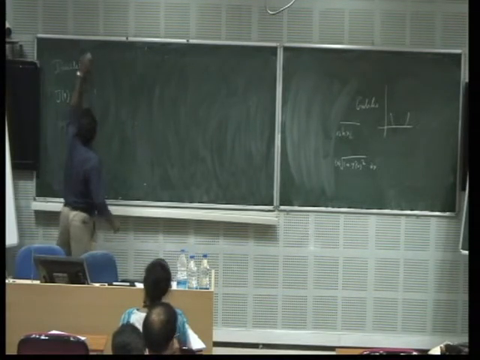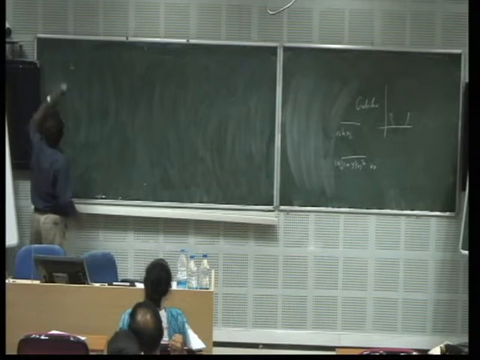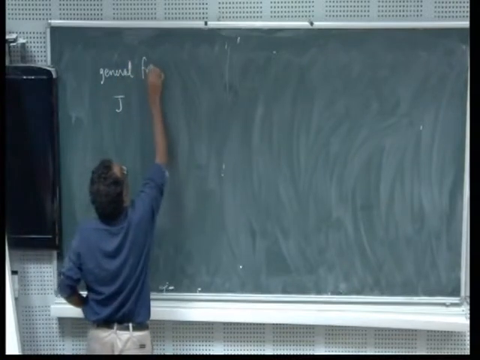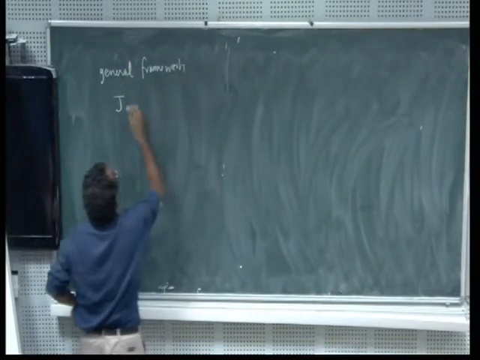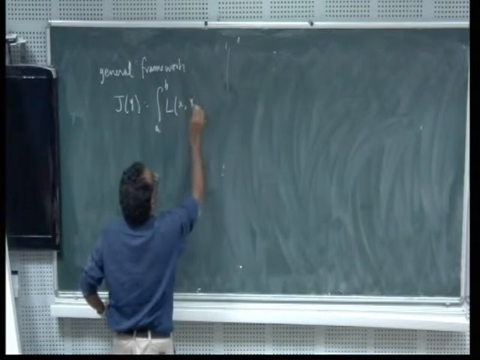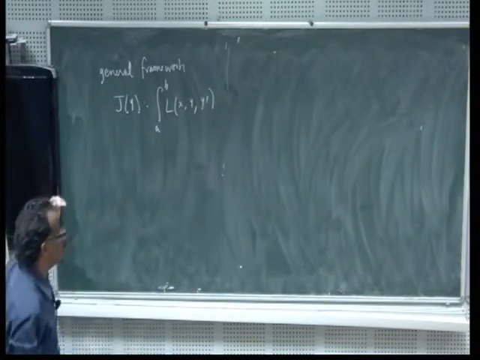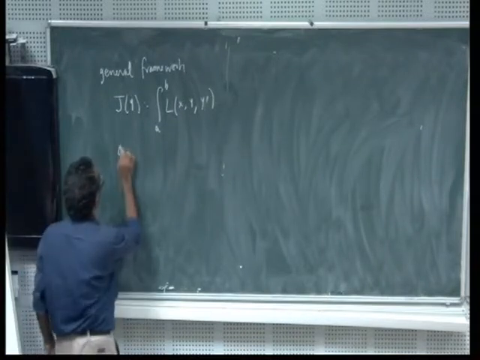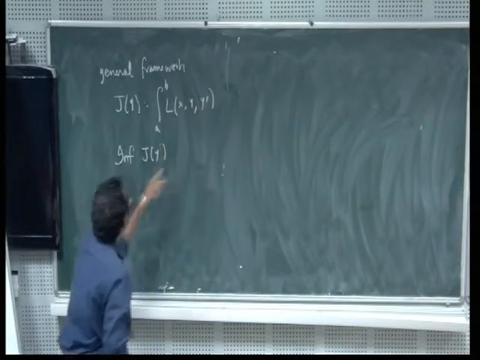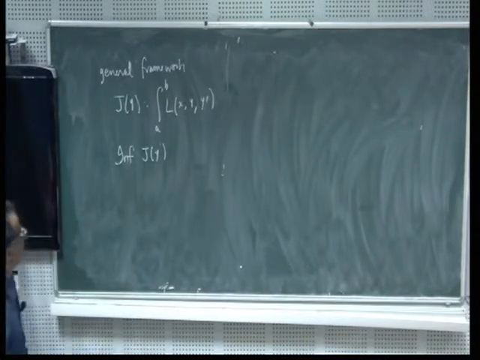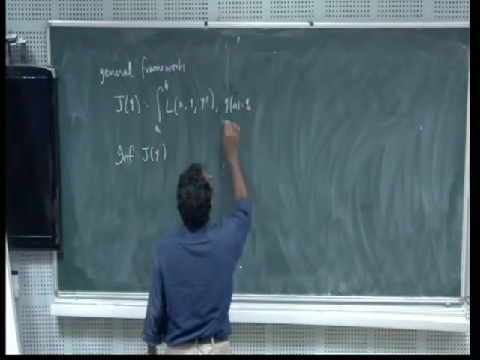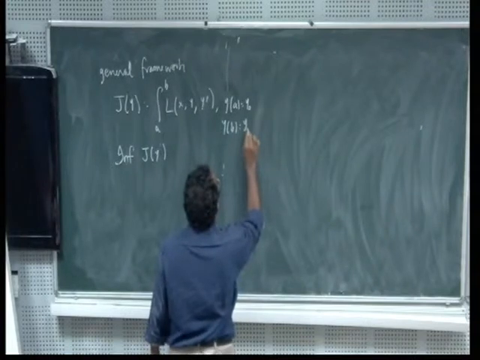So how does the general problem of calculus of variations look? You can write a general framework. This is still a general framework. So you have J of y equal to the integral from a to b of L of x, y, y prime. So you are interested in studying this, with some additional assumptions, maybe y of a equal to y naught and y of b equal to y naught. This is what I said.